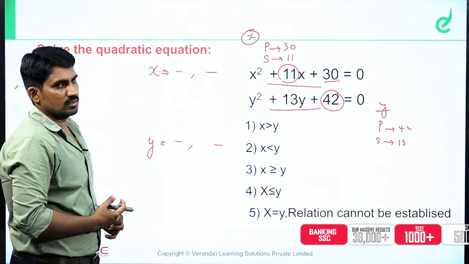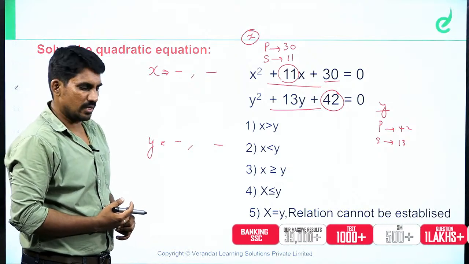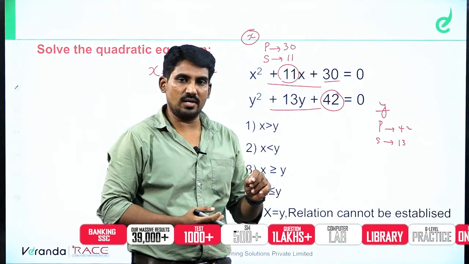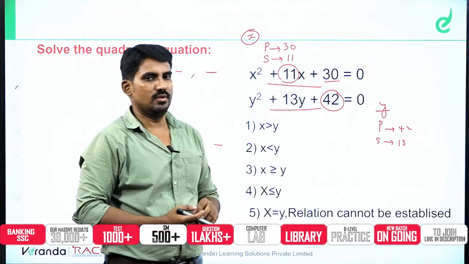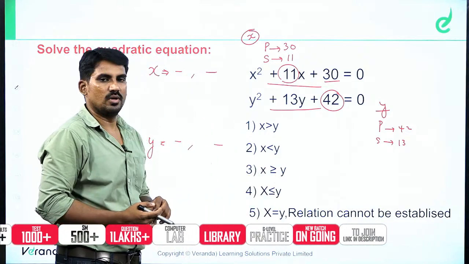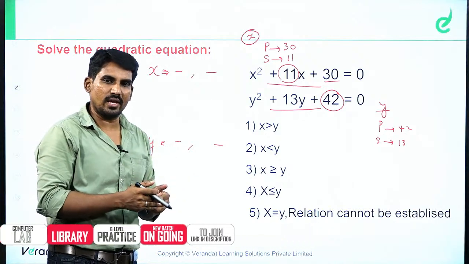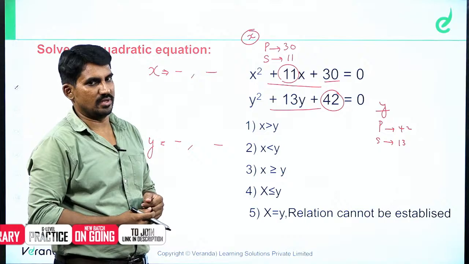Got the roots? Then compare, right? While comparing negatives, minus 1 is greater than minus 2. Minus 1 is greater than minus 2. Normally in positive numbers, higher numbers are greater. In negative numbers, lower numbers are greater, right?